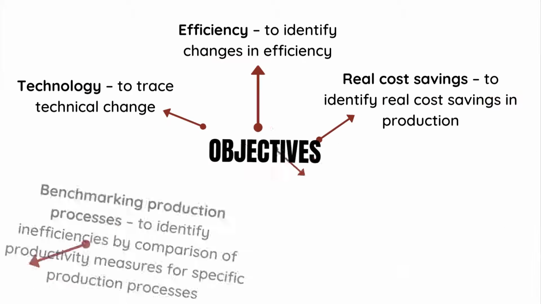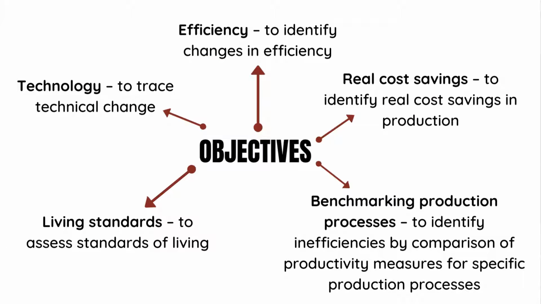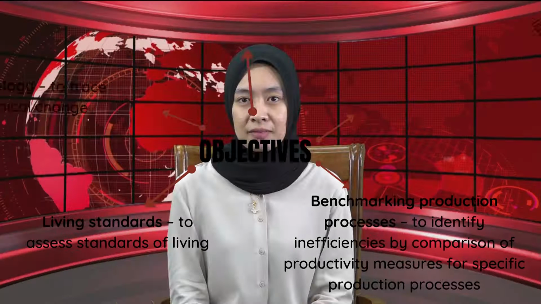Productivity is commonly defined as a ratio of a volume measure of output to a volume measure of input use. The objectives of productivity measurement are as follows. Firstly, to trace the technical changes, to identify changes in efficiency, to identify real cost savings in the production, to identify inefficiencies by comparison of productivity measures for specific production processes, and lastly, to assess standards of living.